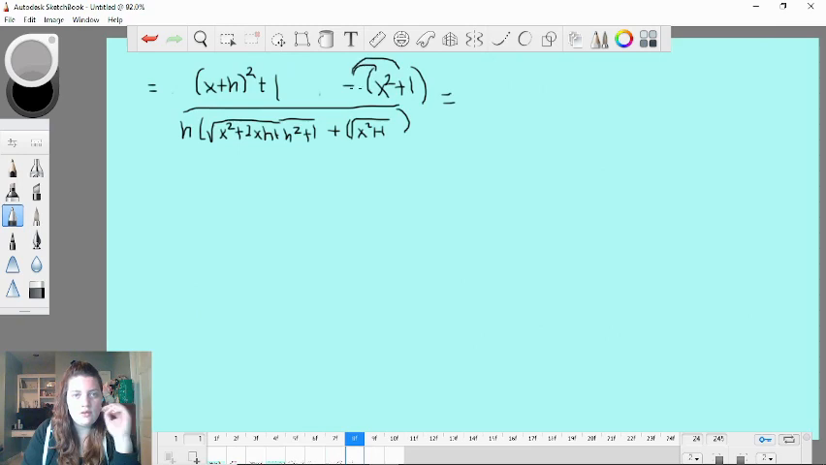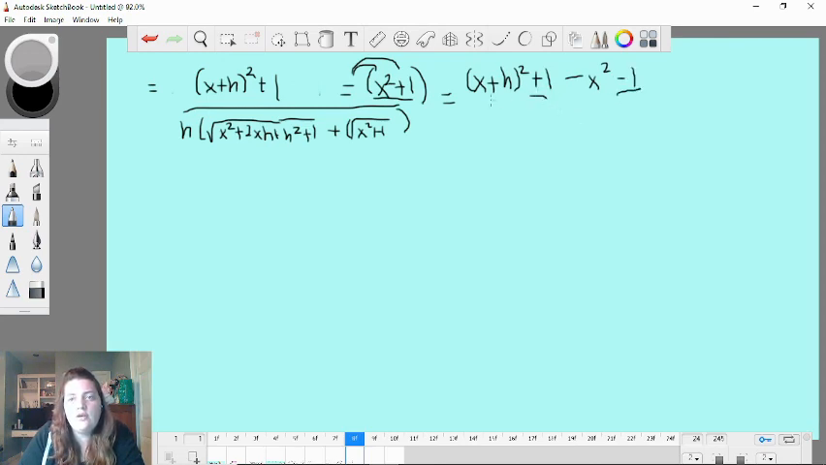Okay. So, it's important to remember that the negative has to distribute into both terms of the f of x function. So to rewrite that, it would be x plus h squared plus 1 minus x squared minus 1. So already I see this plus and this minus here. So I'm going to cancel those out and rewrite it back down here.